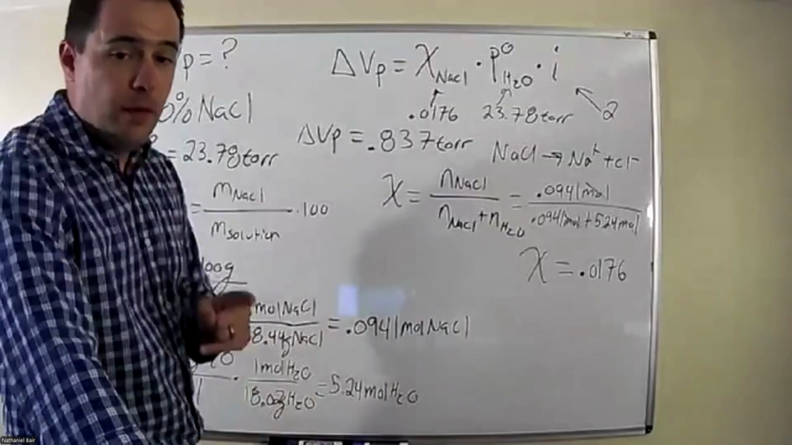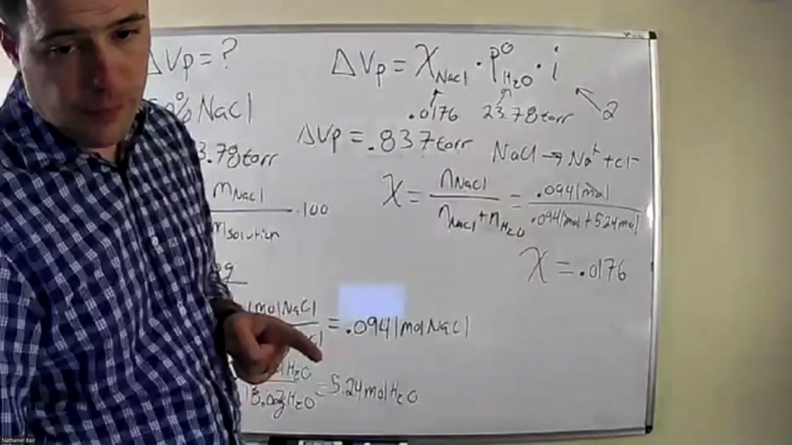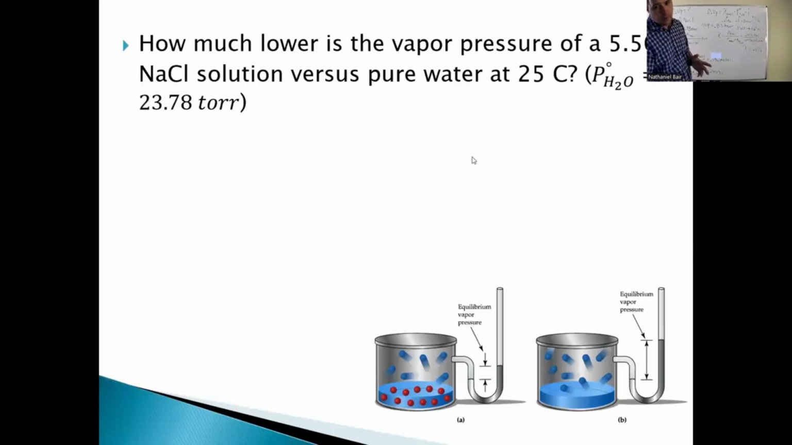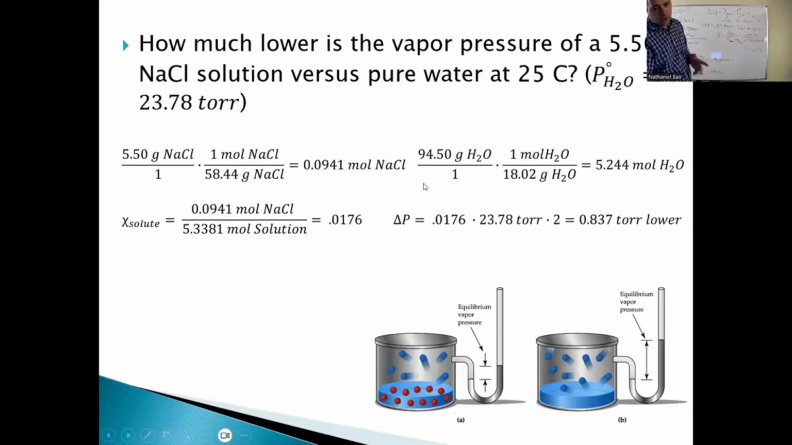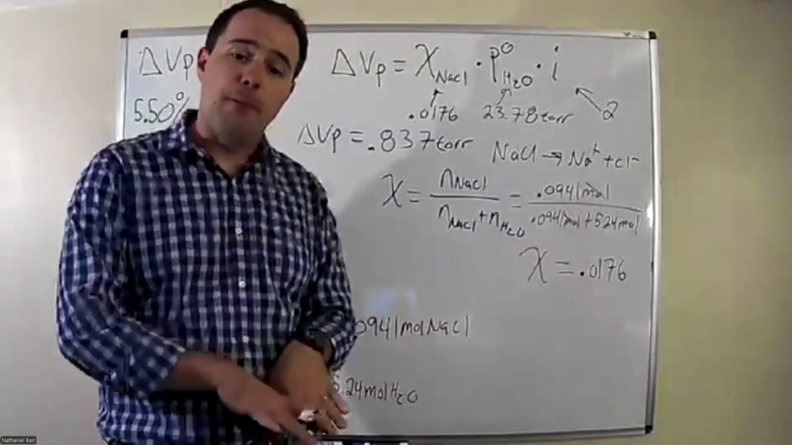Okay, it'd be lower. Now, if the question had asked what would be the new vapor pressure, you've got to be really careful. So we got 0.837. What if the question had said, what is the actual vapor pressure? What's the new vapor pressure of this solution? Well, now you need to know Raoult's law. Now you need to know that when you dissolve something, the vapor pressure always goes down.